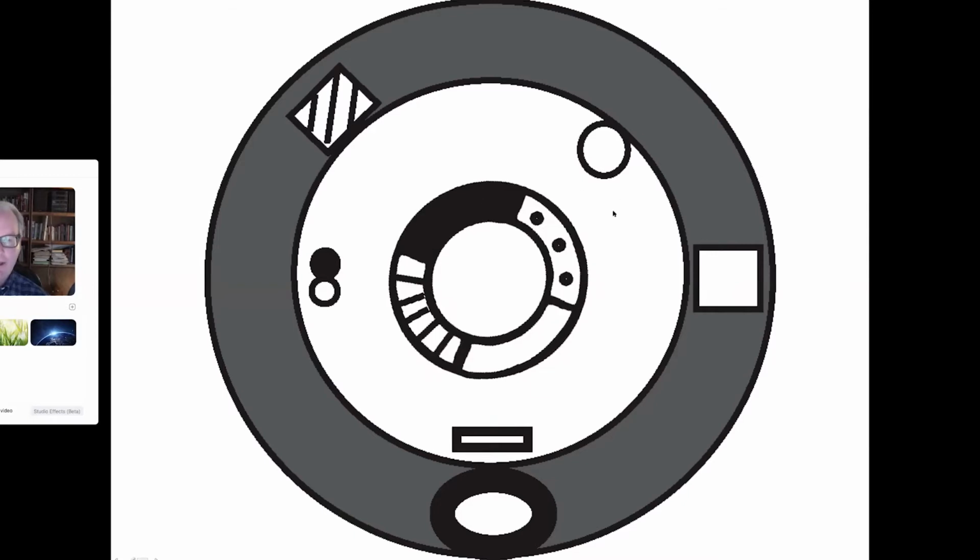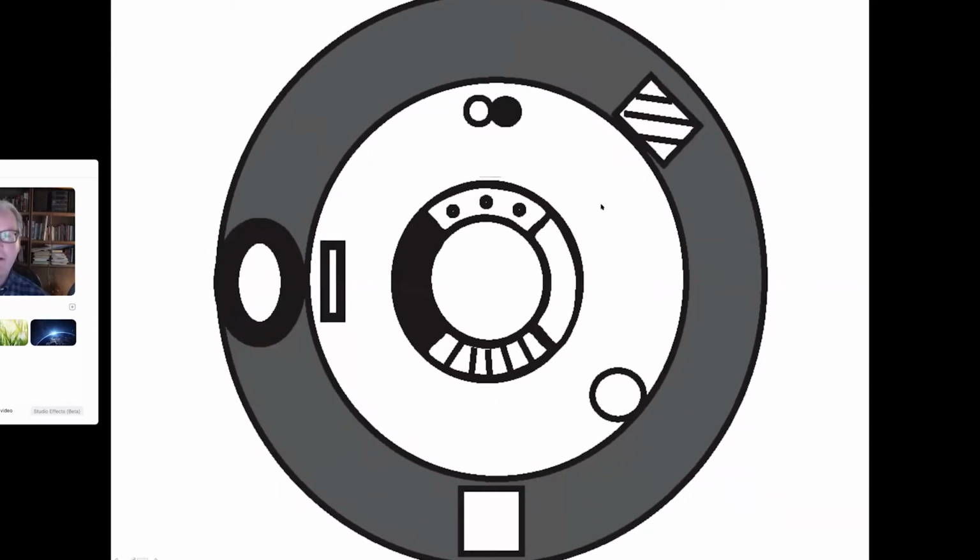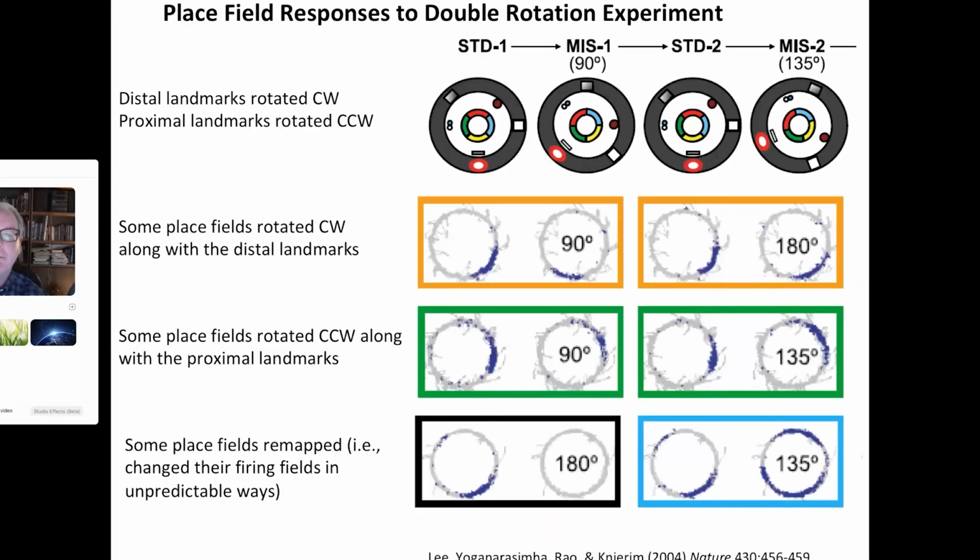And then when we take the rat out, we rotate the track counterclockwise, we rotate the cues on the curtain clockwise, and we give a cue mismatch between a local framework and a global framework, and see how that affects the hippocampal rat maps. Here are some examples of the types of individual responses a place cell will do. So here's one example. We do a standard session. We do one mismatch session with a 90-degree mismatch.